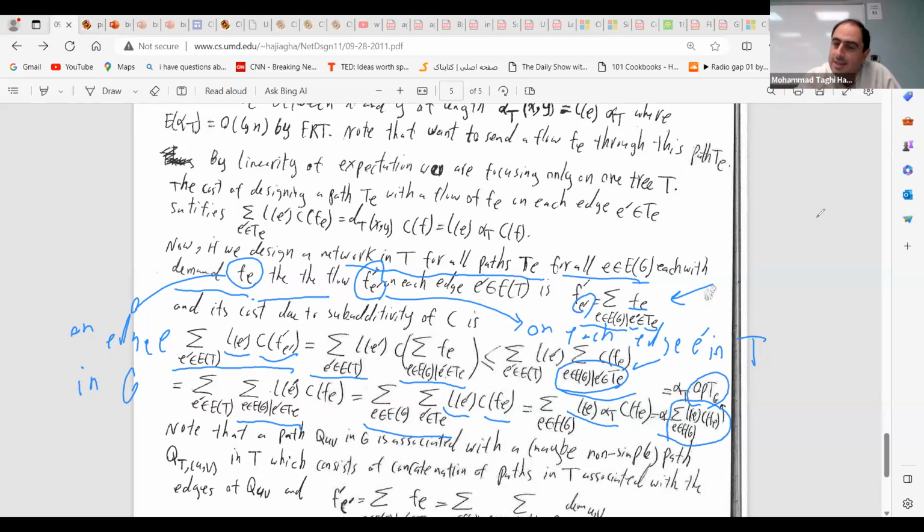And of course, it might be the case that, for example, instead of sending S1 to T1 here, you may send this demand to here and then to here. But this extra thing was accounted for in alpha, the distortion. In some sense, we may even save, because this edge is now being used more. But this extra length that we are paying, we are only paying in alpha. So we are in good shape. And yeah, essentially that's the whole proof.